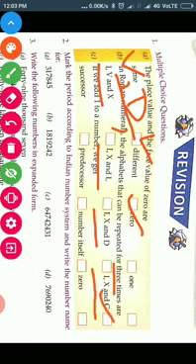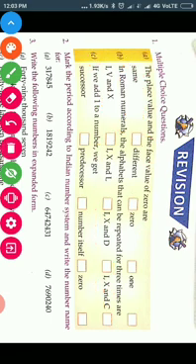The next question: if we add 1 to a number, what do we get? Successor, predecessor, the number itself, or 0. Which one? Definitely we get the successor. Okay, this is the correct answer.